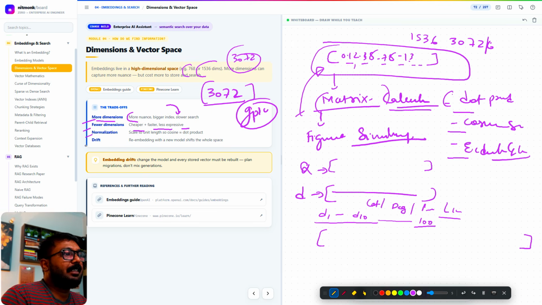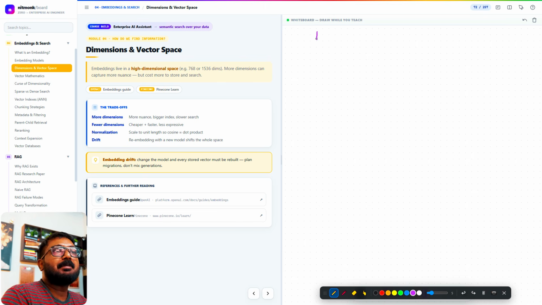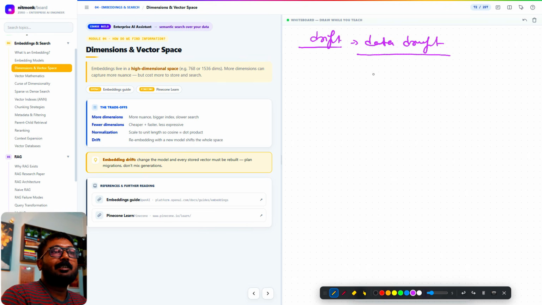There is normalization and drift. Drift is basically that re-embedding with a new model shifts the whole space. Most of the time, in interviews also, the interviewer asks about drift. Drift is basically, there is a notion of data drift. This way I think I'll be able to explain it to you.